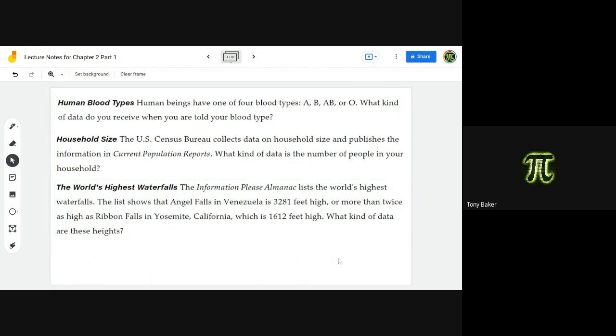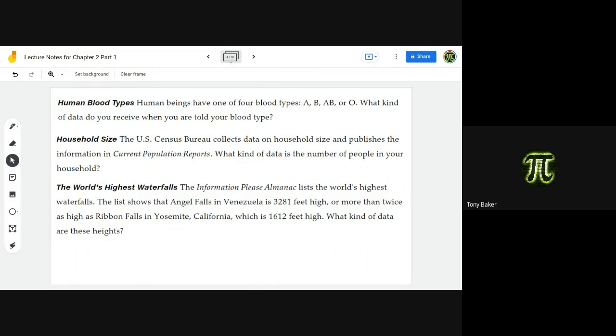All right, human blood types. Human beings have one of 4 blood types. And yes, there's a positive and negative in each of these, so technically it's 8 blood types. A, B, AB, or O. What kind of data do you receive when you are told your blood type? Is it qualitative data or quantitative data? Qualitative, yes. Okay.